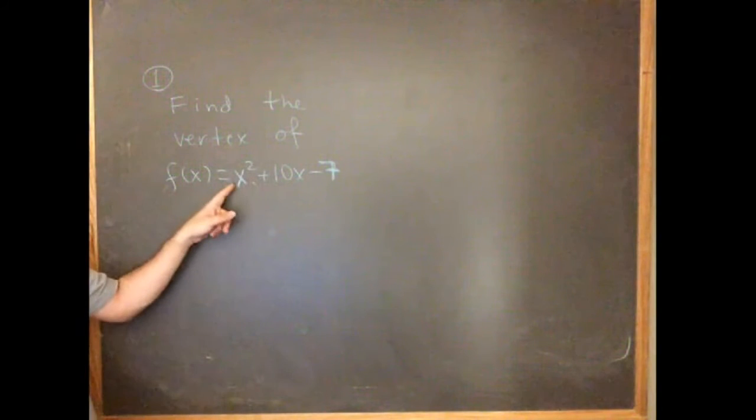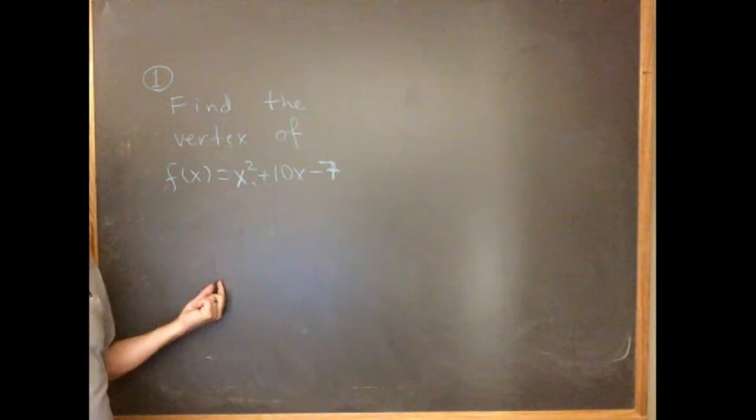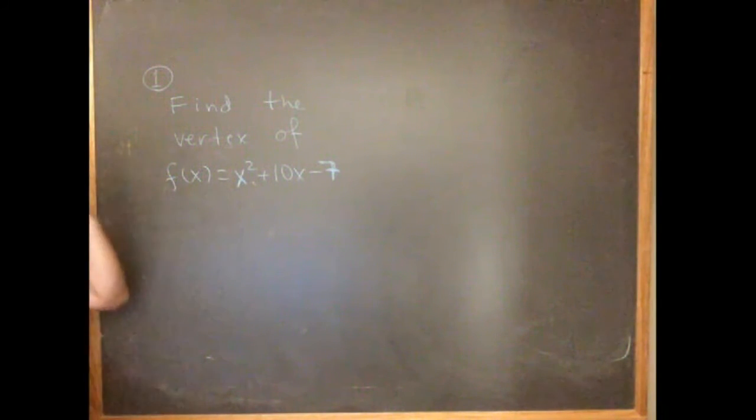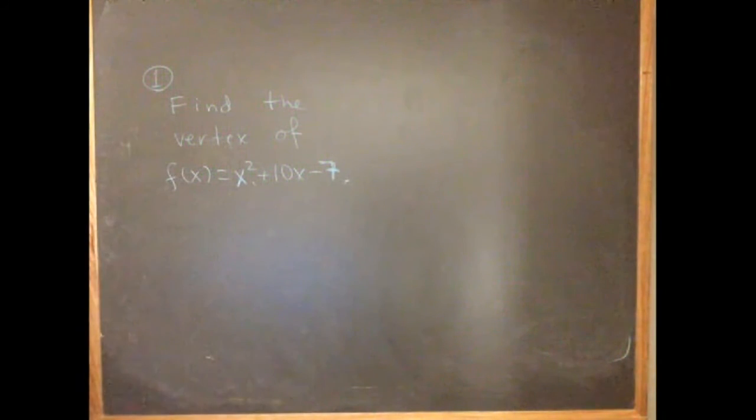And in this case, because the leading coefficient here is 1 and positive, this thing is opening upwards, and it'll be sort of at the bottom. It'll be a minimum. But nonetheless, this question is just asking you to find the location or the ordered pair that corresponds to the vertex of this function.